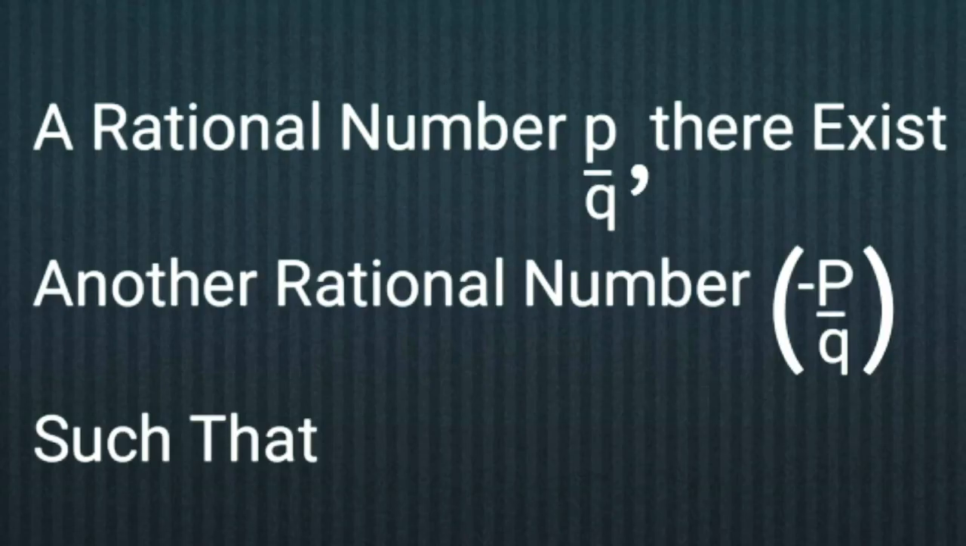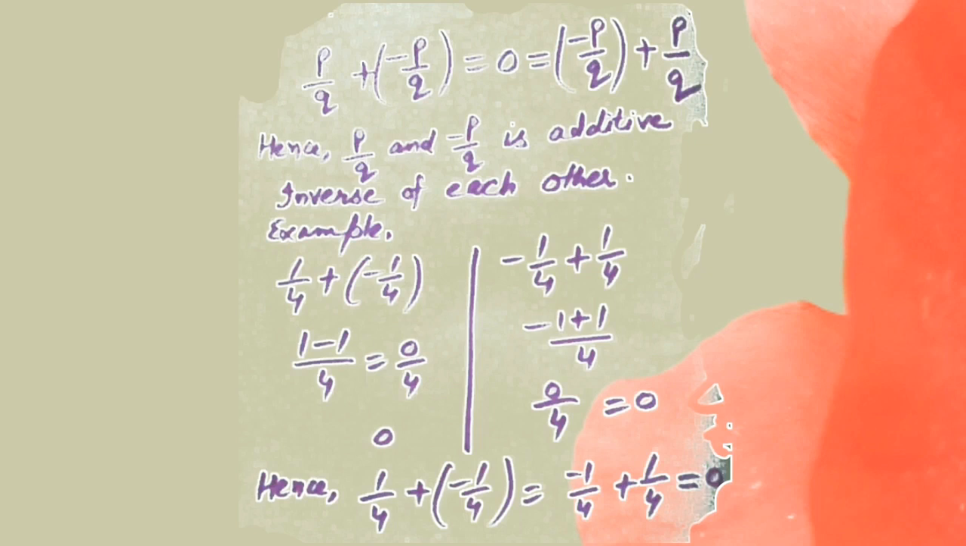So for a rational number P upon Q, there exists another rational number minus P upon Q such that the addition of both numbers equals 0, the same as minus P upon Q plus P upon Q. So the answer will remain 0. Hence P upon Q and minus P upon Q are additive inverses of each other. If we talk about P upon Q, its inverse will be minus P upon Q. And if we talk about minus P upon Q, its inverse will be P upon Q.